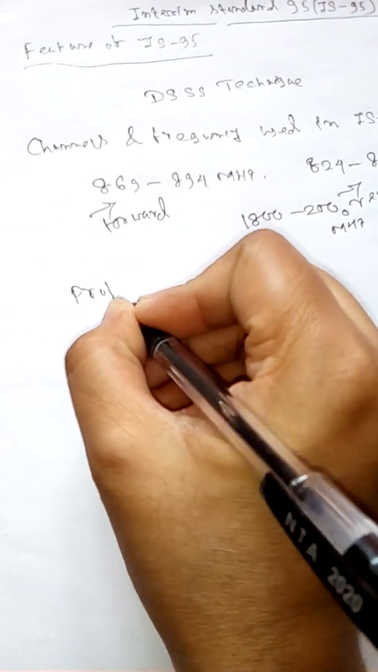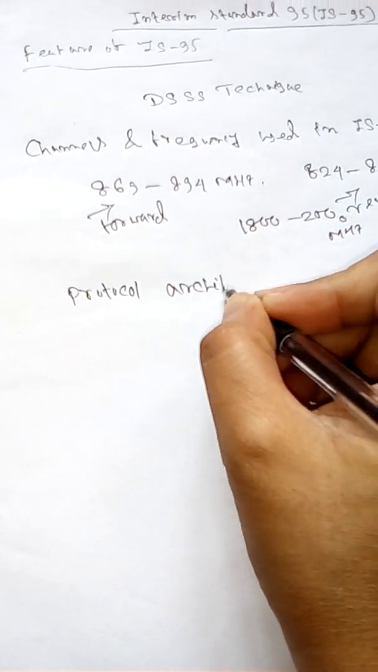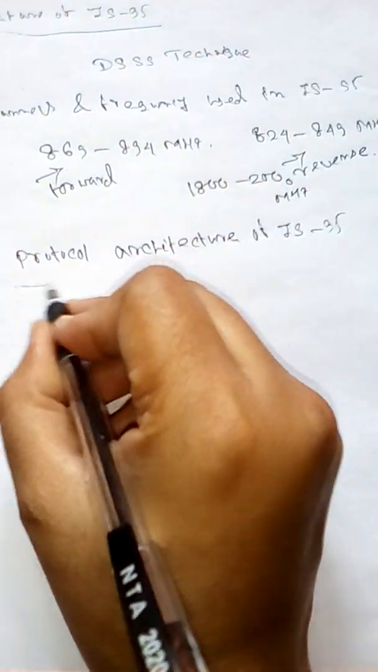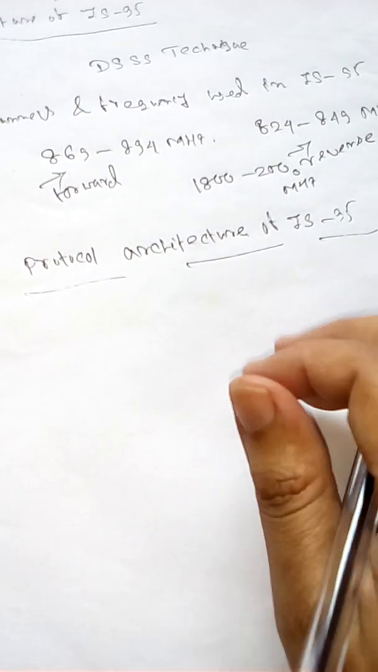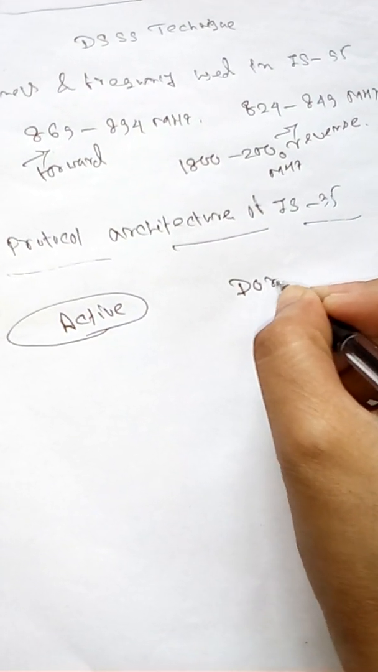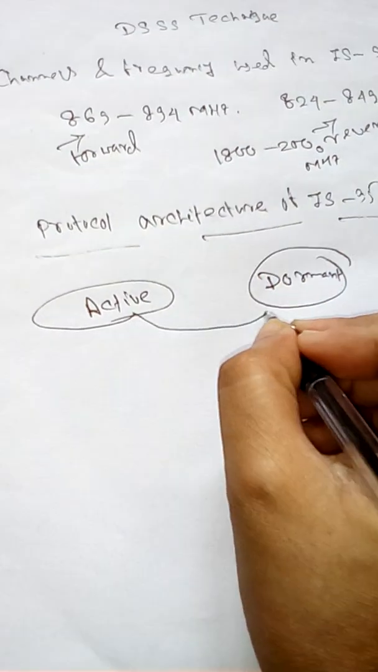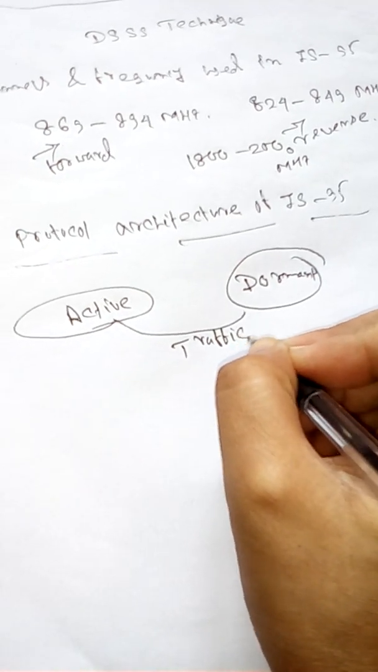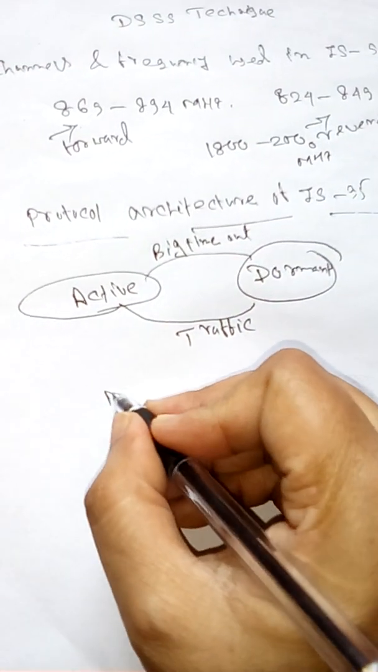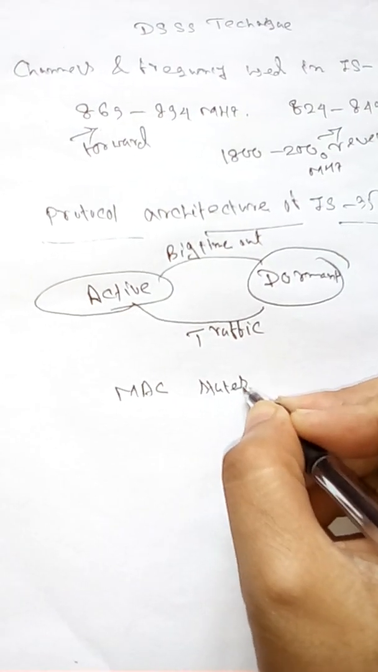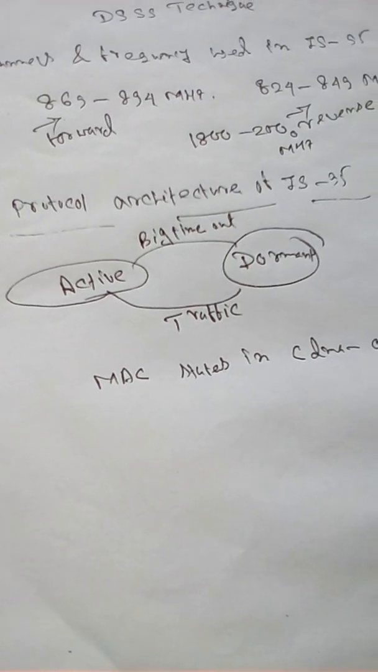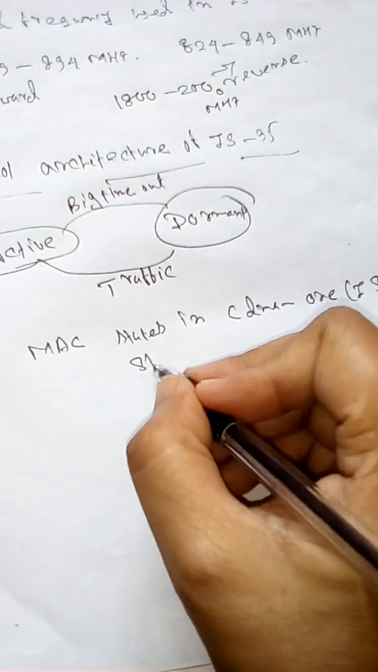Then if we see the protocol architecture of IS-95, here we see there is active, and this is traffic, this is the MAC state in the CDMA IS-95 standard.